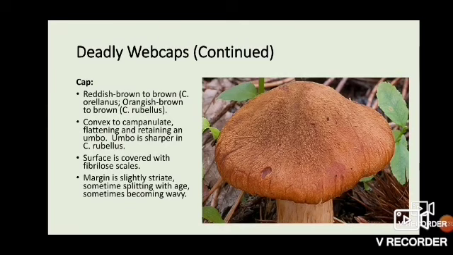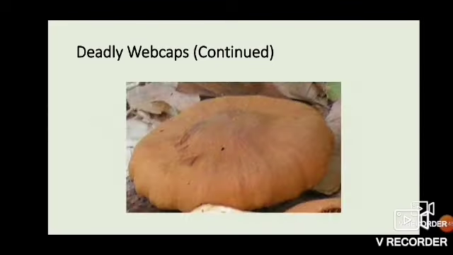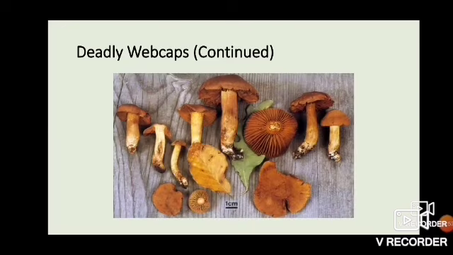The margin is slightly striate, and you can see that clearly here too. There is some striation there. And then you can see what's also happening is they're beginning to split as the margin lifts upwards. And with age, that margin can also become wavy. There is Cortinarius rubellus. You can see the orange there, and it's more flattened out. It's got an umbonate structure there, flat with an umbo.